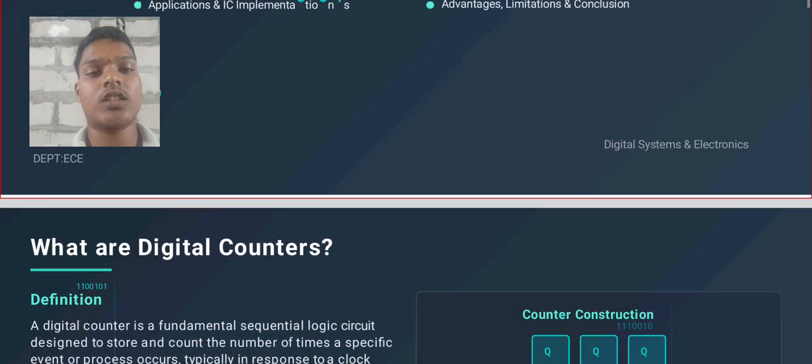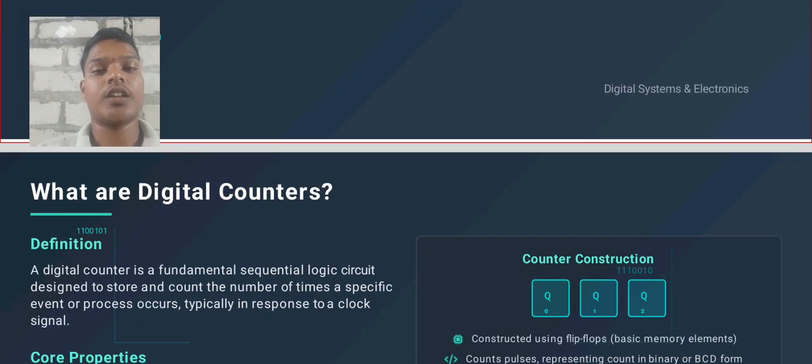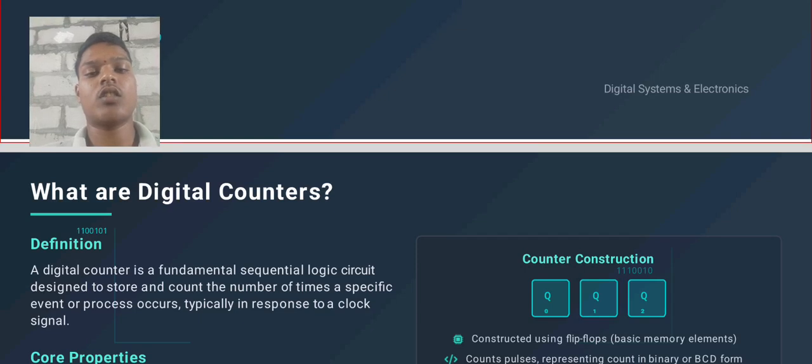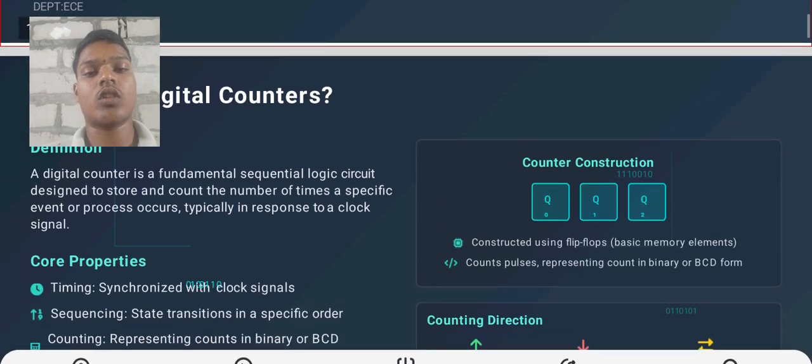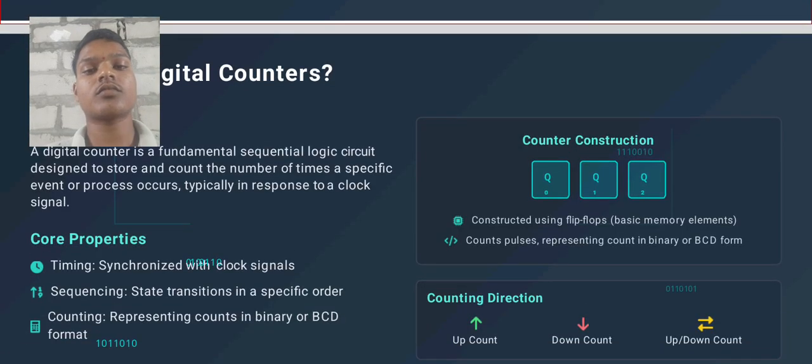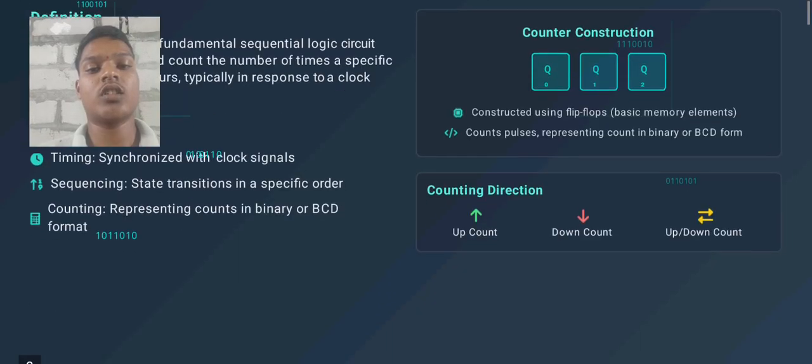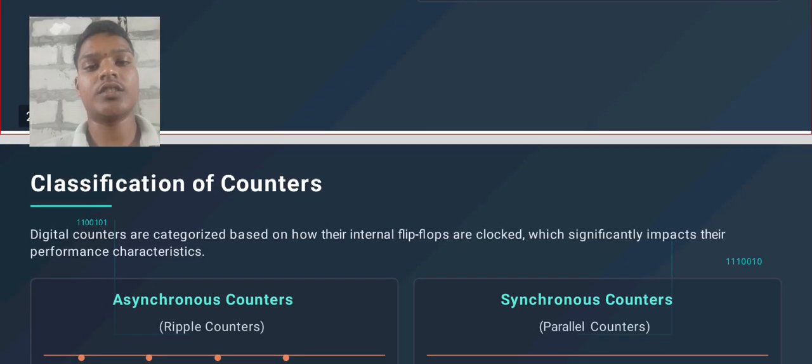What are digital counters? Definition: a digital counter is a fundamental sequential logic circuit designed to store and count the number of times a specific event or process occurs, typically in response to a clock signal. Core operations: timing synchronous with clock signals, sequence state transition in a specific order, counting, representing counts in binary or BCD.